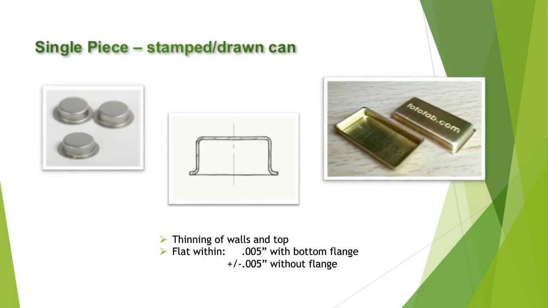Now let's talk about the different methods of constructing shields. As I said, I'll start with the simplest and work my way up. This is a single piece shield. The particular one I'm showing here is a stamped or drawn can. It's the simplest, least expensive kind of can you can put on any board.